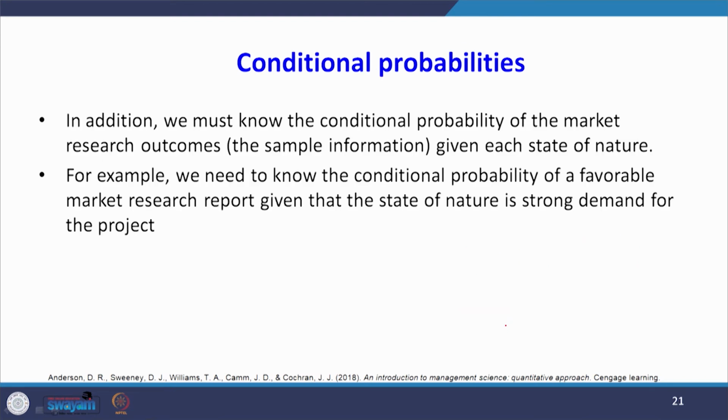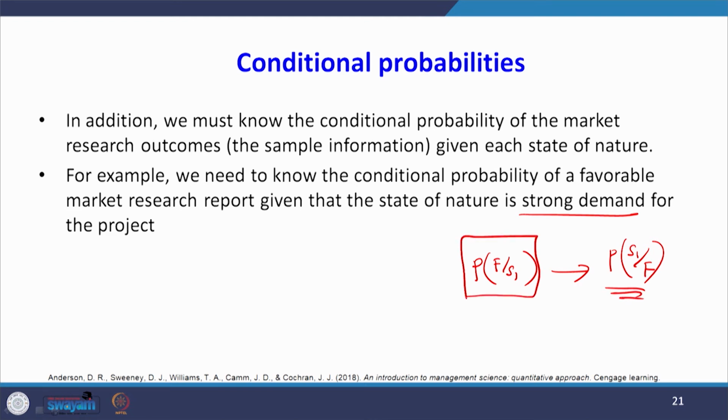In addition, we must know the conditional probability of the market research outcomes given each state of nature. For example, we need to know the conditional probability of a favorable market research report given that the state of nature is strong demand. So, we need to know P of F given S1. We should know these values. What is required for us? P of S1 given F. This is our branch probability, but this probability has to be known to us.